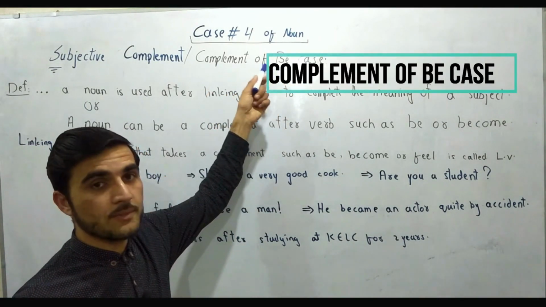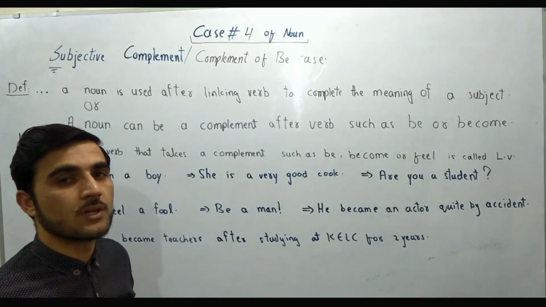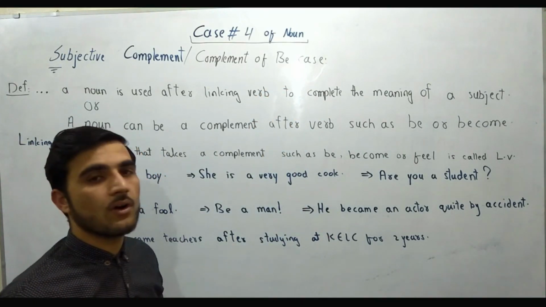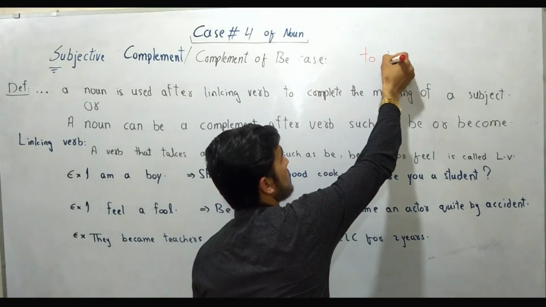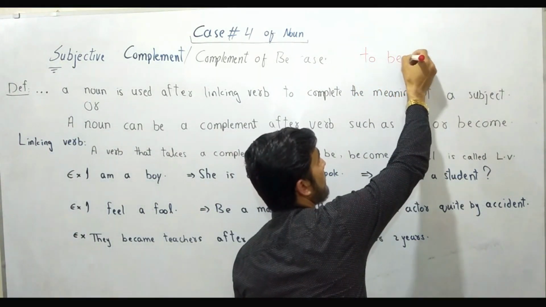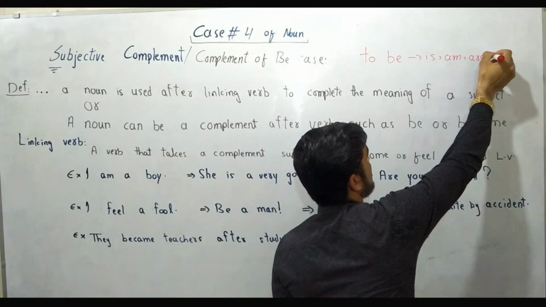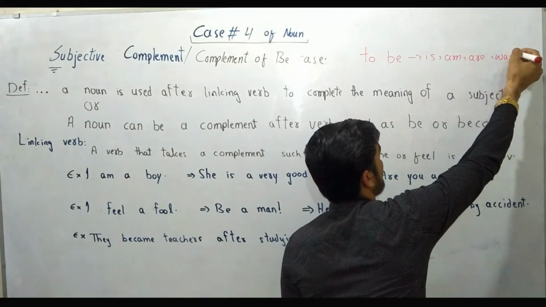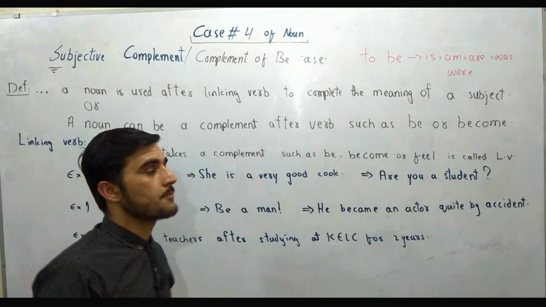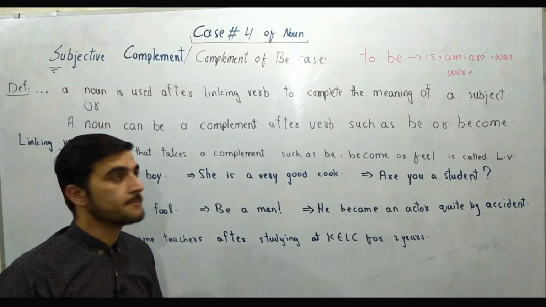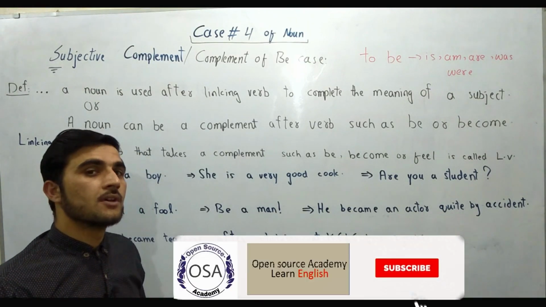Why do we call it complement of be case? Because most often it completes the meaning of to be verb. To be verb means is, am, was, and were. These are forms of to be verb, right? Present, past, and I form. So in this case, a noun is used to complete the meaning of be.